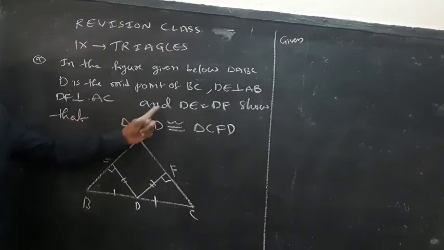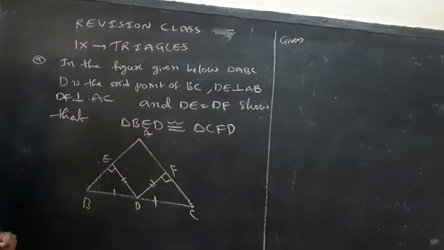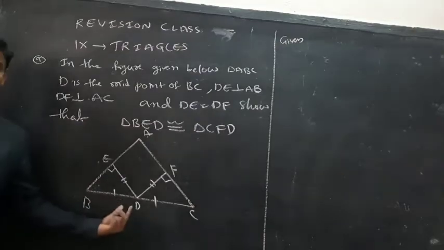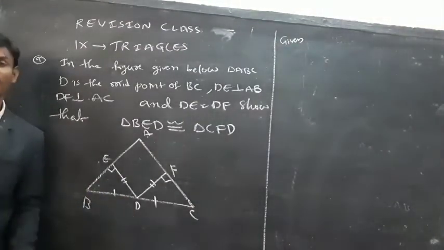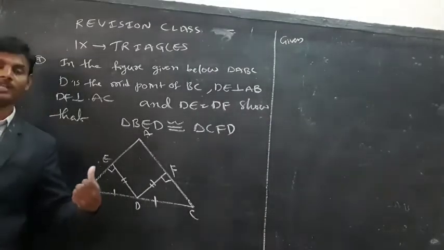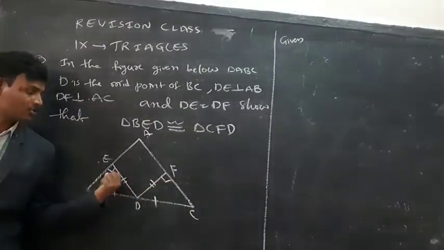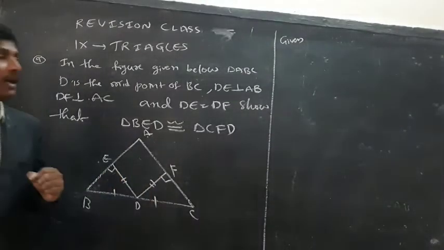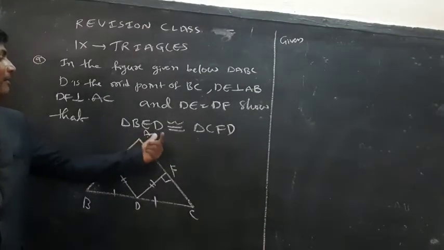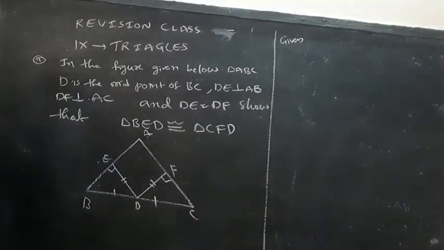And what is given here? DE and DF both are equal. In triangle ABC, D is a midpoint of BC. It means the length of BD and the length of DC both are equal. Similarly, DE and DF both are equal. Angle E is equal to 90 degrees, angle F is equal to 90 degrees. What do you have to prove here? You have to prove triangle BED is congruent to triangle CFD.